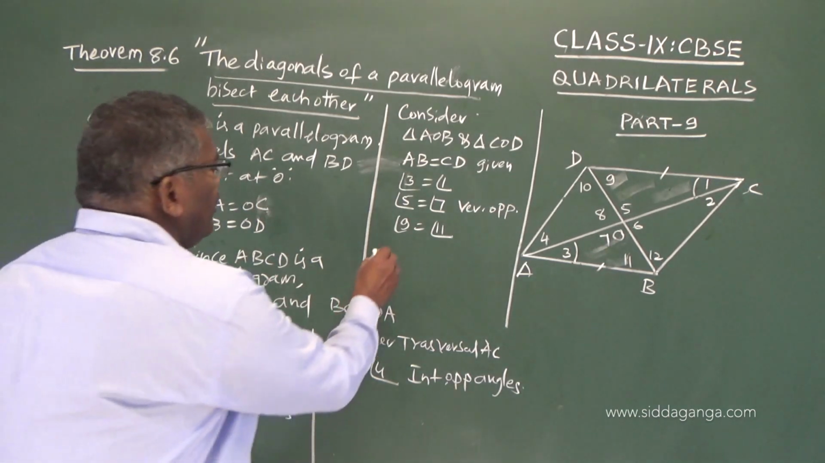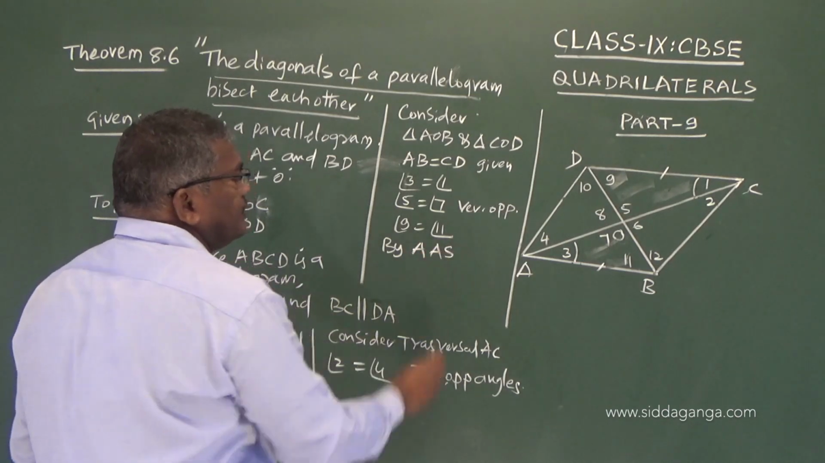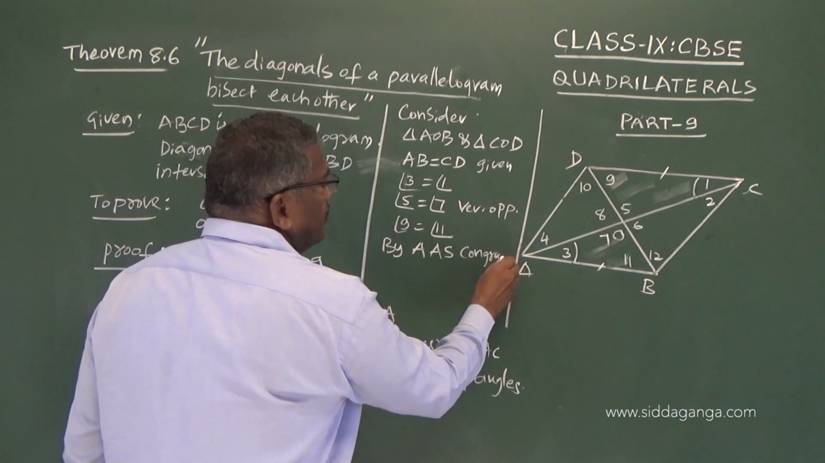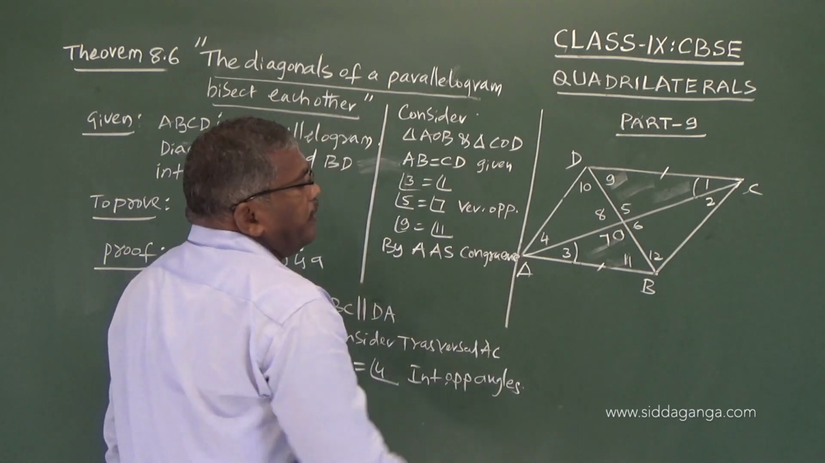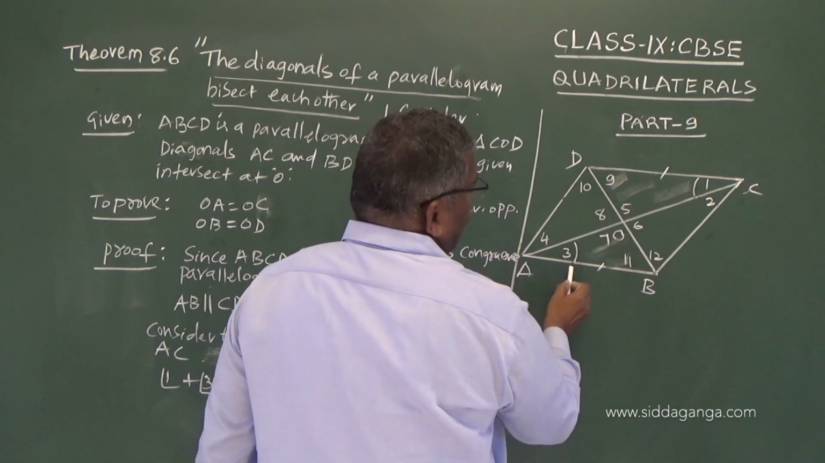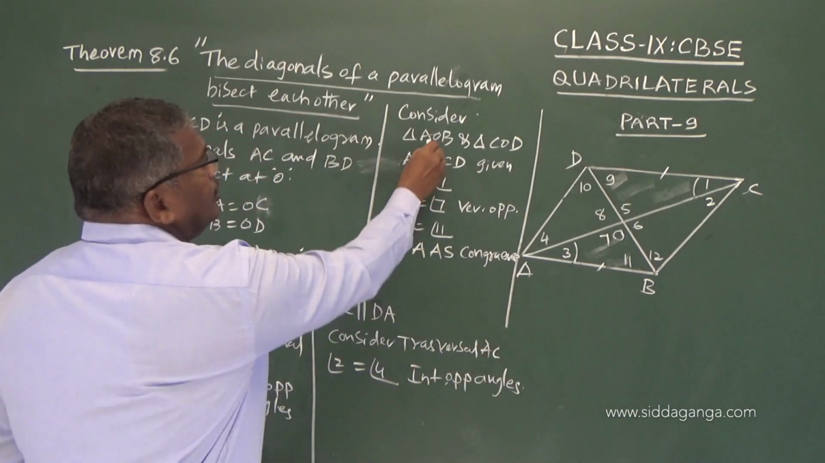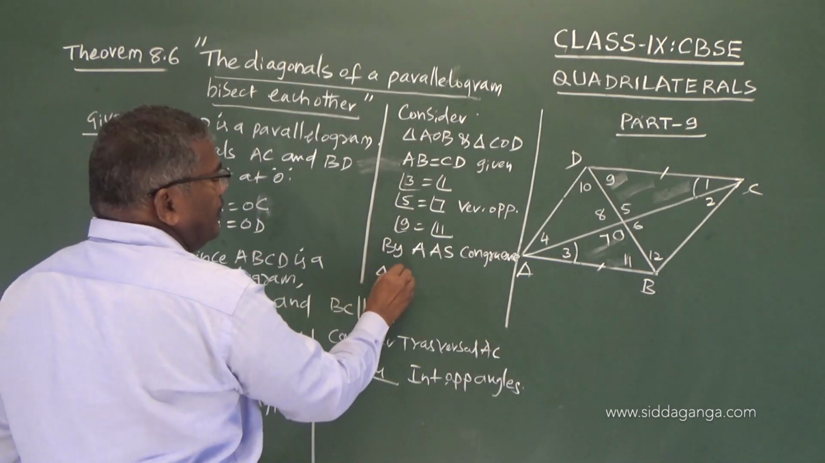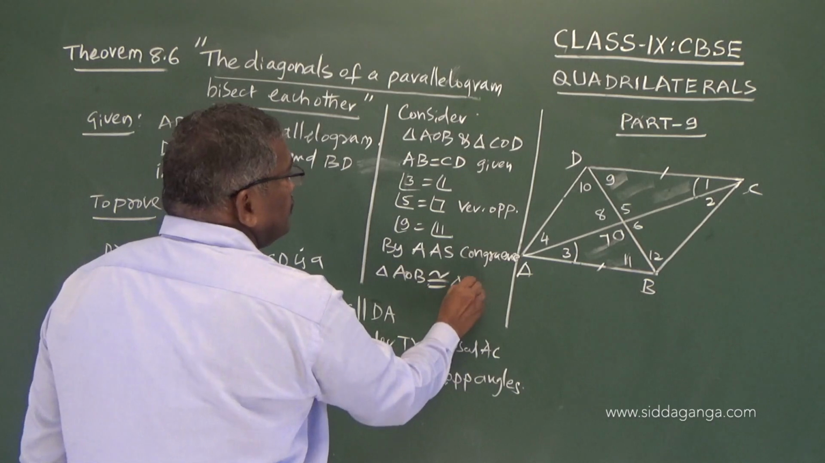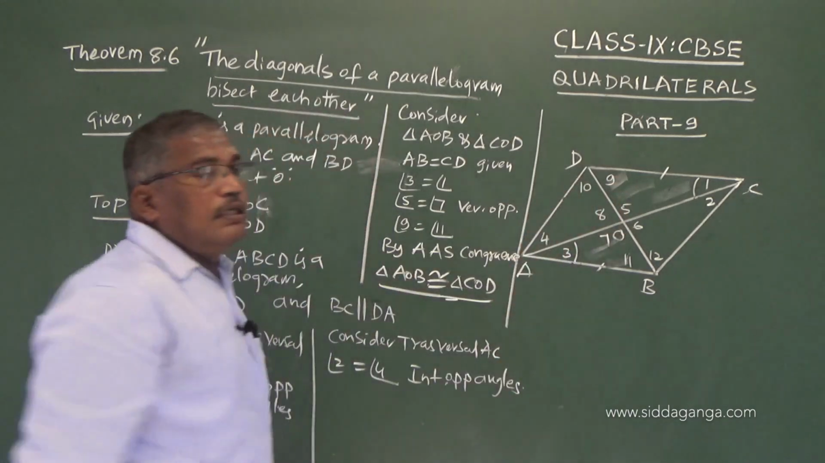So therefore we can say by AAS congruence, angles and a side, these two triangles are congruent. Triangle AOB is congruent to triangle COD. So, these opposite triangles are congruent.